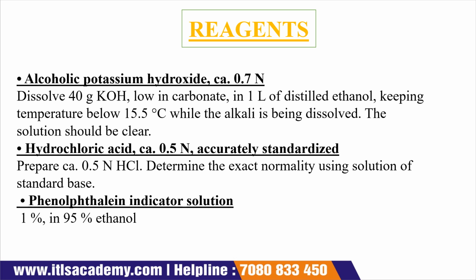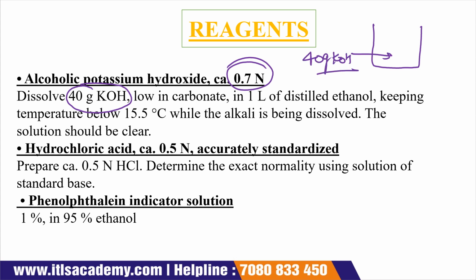Now the next one is the reagents required for this experiment. The first reagent that we require is an alcoholic potassium hydroxide solution, 0.7 normal. So what should we do? We take a flask of 1 liter, and into it we add 40 gram of potassium hydroxide.